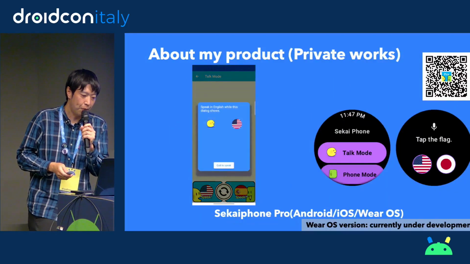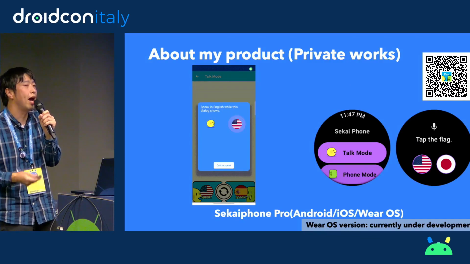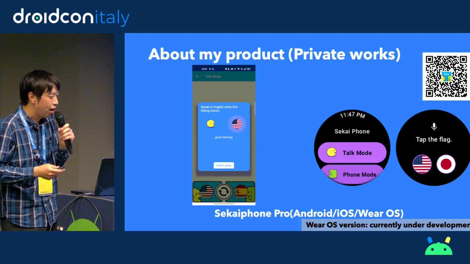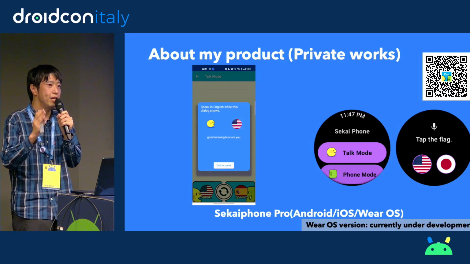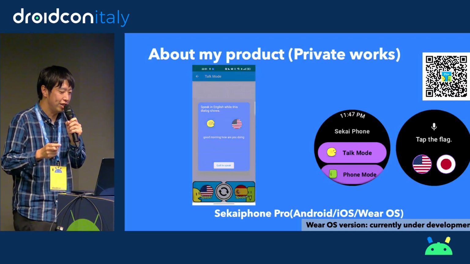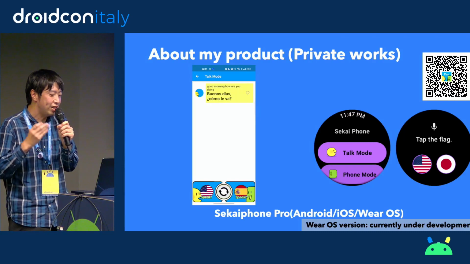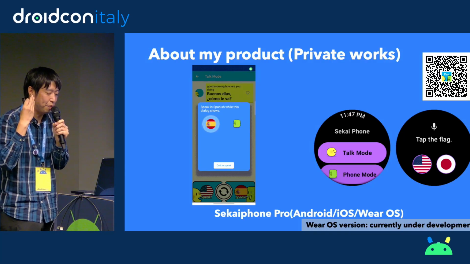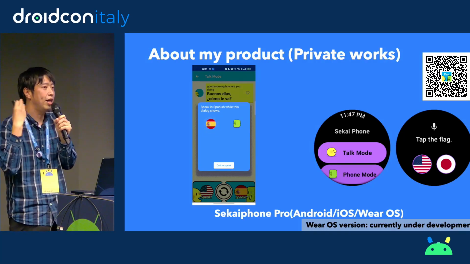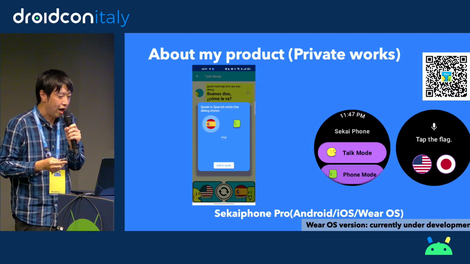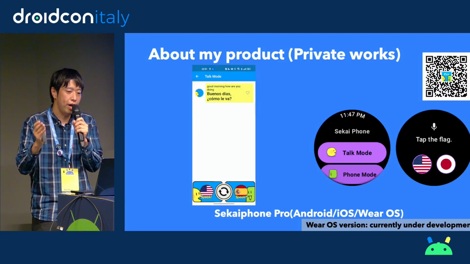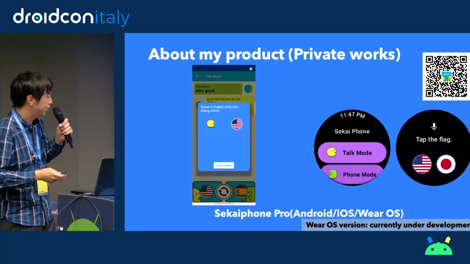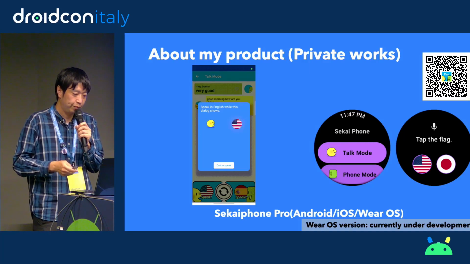Okay, let's start. Personally, I've released many mobile and wearable apps. Here is one of my apps. It's called Sekai Phone. Sekai is a Japanese word. It means world in English. Phone is the word phone. It's a real-time speech translation. If you speak in Italian, I can hear it in Japanese or English or any other language. It supports 100 languages, and it supports Android, iOS, and Wear OS. Based on my development experiences, I'd like to share more details.